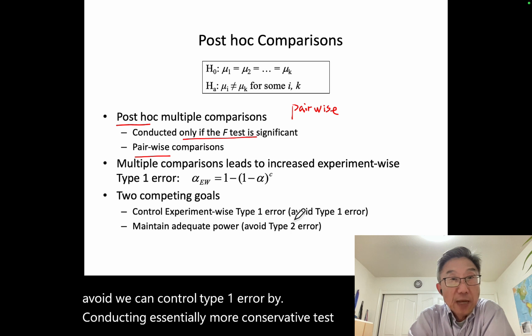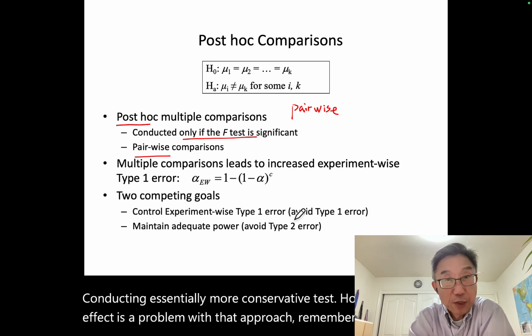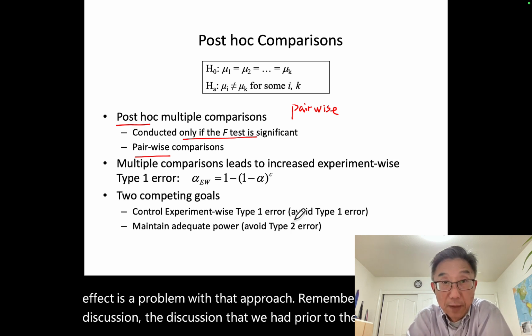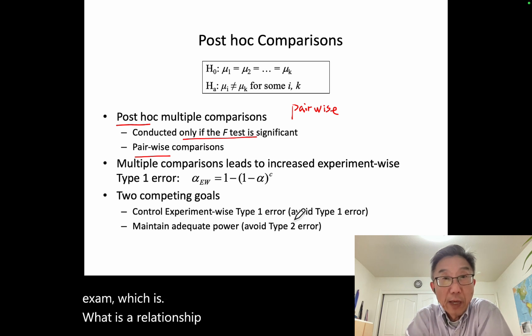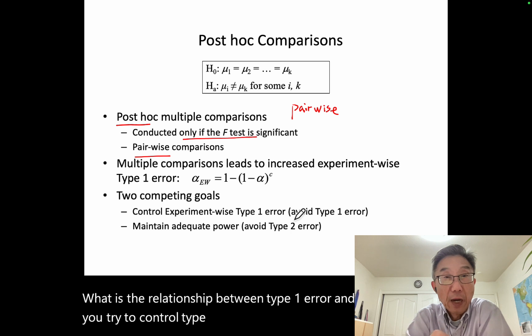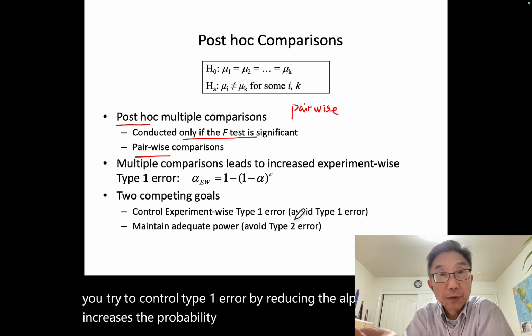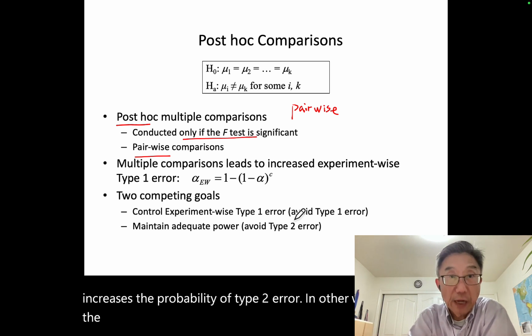However, the side effect is the problem with that approach. Remember our previous discussion, prior to the first midterm exam: what is the relationship between type 1 error and type 2 error? If you try to control type 1 error by reducing the alpha level, it increases the probability of type 2 error. In other words, you lower the power of your test. And that's not good either.